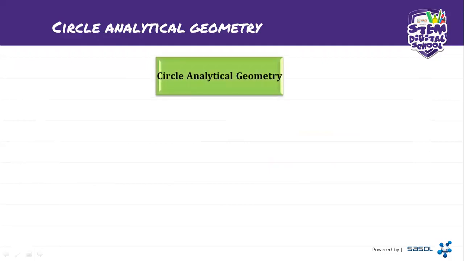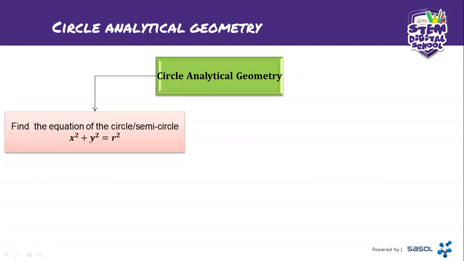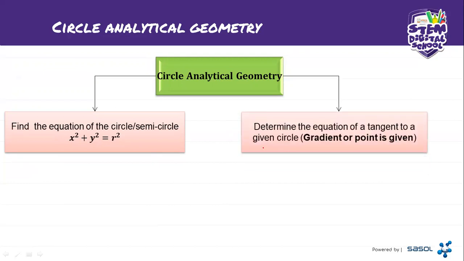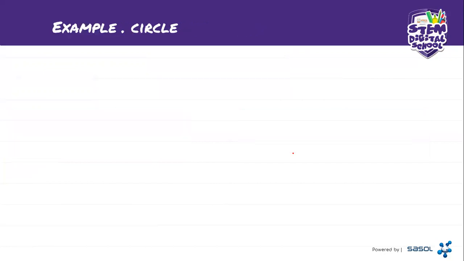Now let's move into circle analytical geometry. Circles. Then we'll be looking at finding the equation of a circle in the form x² + y² = r². Then we'll be looking at determining the equation of a tangent to a given circle where a gradient or a point is given. So these are the two important parts that we'll be looking at under circles and analytical geometry. Let's get one first example.